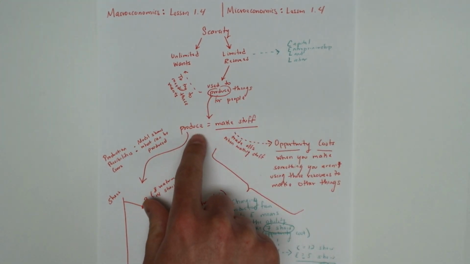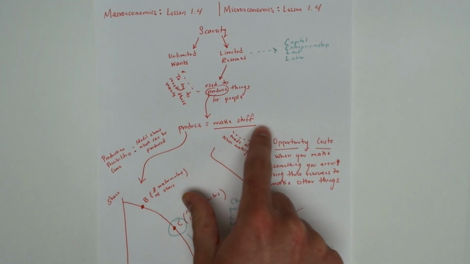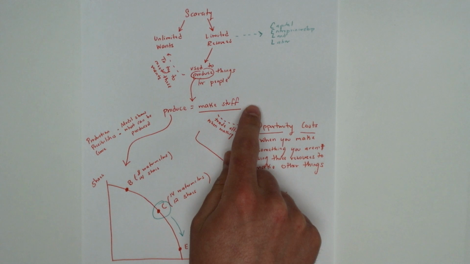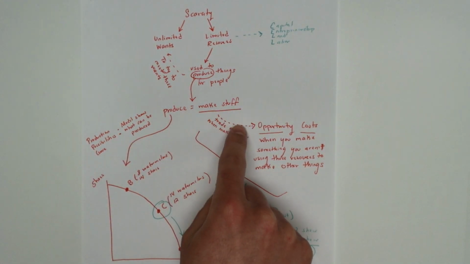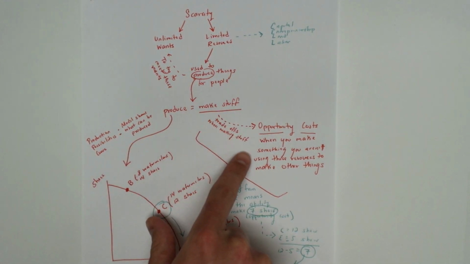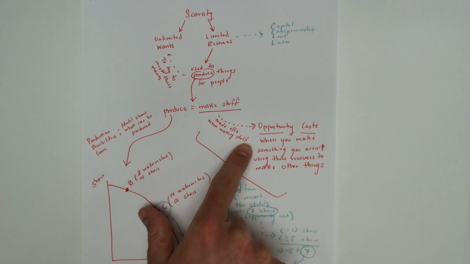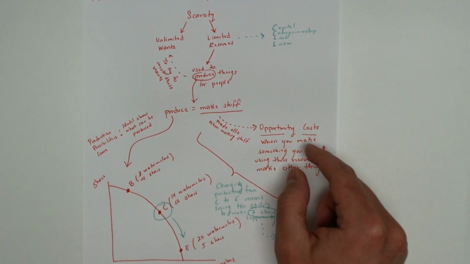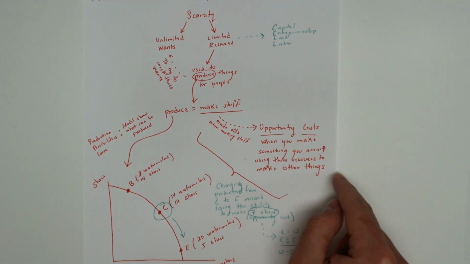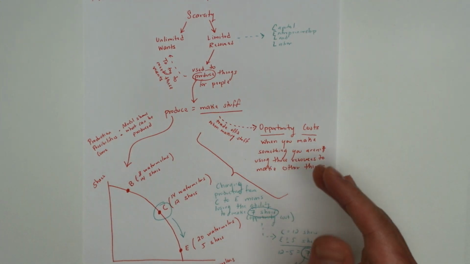So remember, producing means to make things. Whenever we make things, we're not making other things. So remember, if I produce something, then I have a trade off because I'm not producing something else. And the opportunity cost is the specific value of the thing that I am losing by producing a specific item.